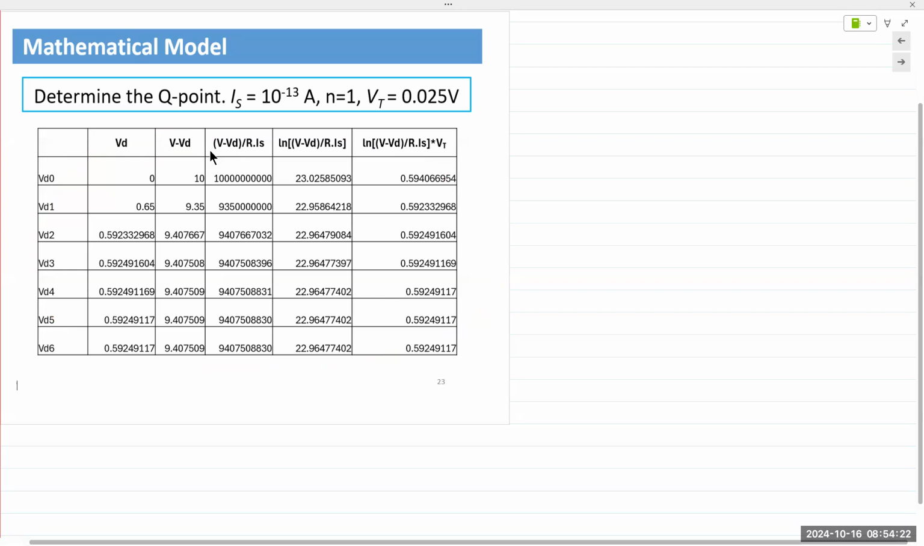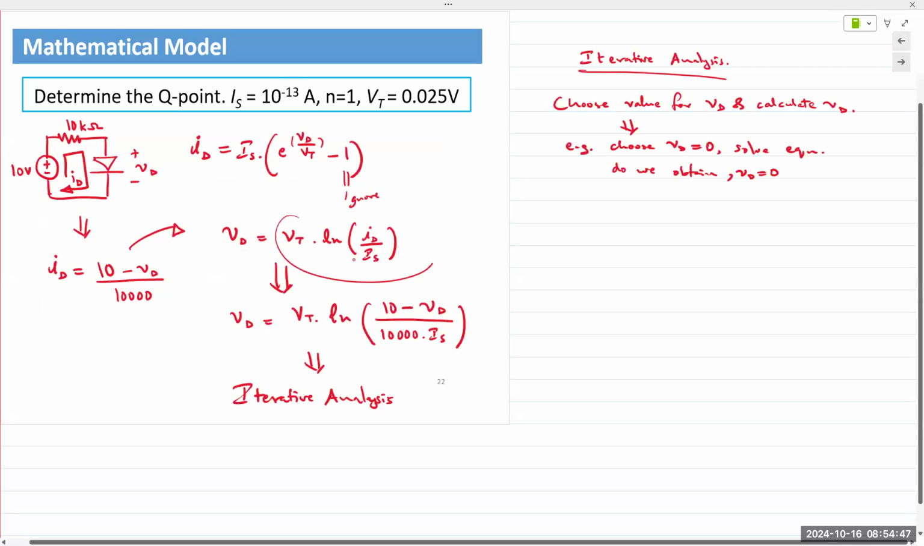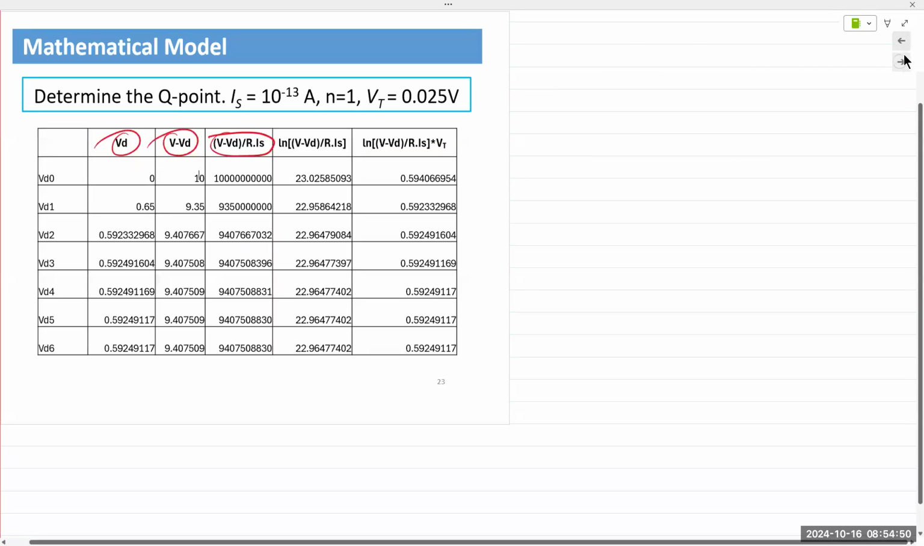It is possible to do it manually, but it converges very quickly. You can see here, this is just done in a spreadsheet. It's not the most elegant way, but it's very effective once you program the equation in there. So this is VD, V minus VD, this is the equation, and then after that is the log, and then log times VT. As a starting point, if I chose VD as 0, I obtain an answer for VD as 0.594.